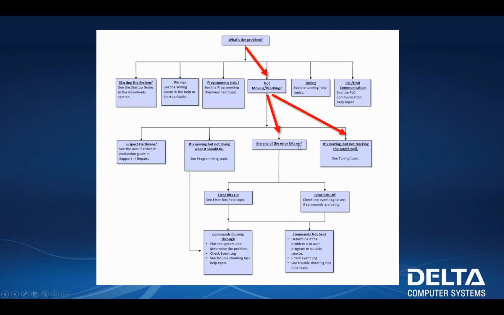I'm going to check to see if any of the error bits are on. And we're going to see that we've got a following error. I don't know if you guys caught that. I'll show you here in a sec. But the little bubble that popped up in the corner says we've got a following error. So first thing I'm going to do, know that I've got a following error. It's moving but not tracking the target well. That's what the following error means.